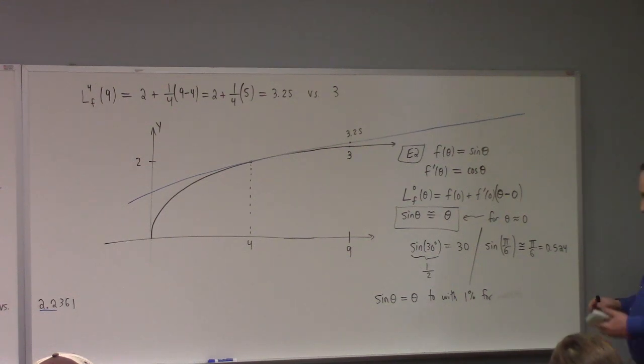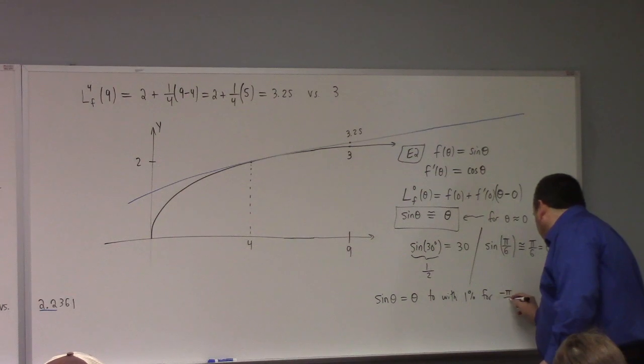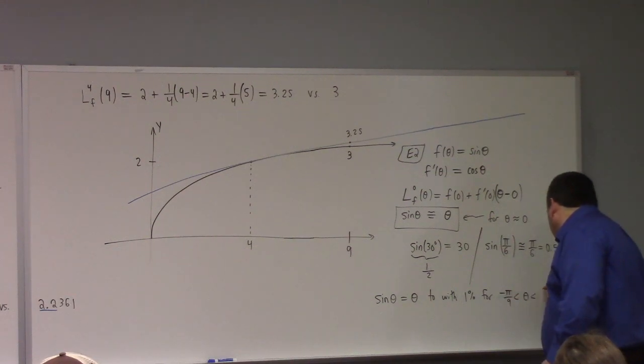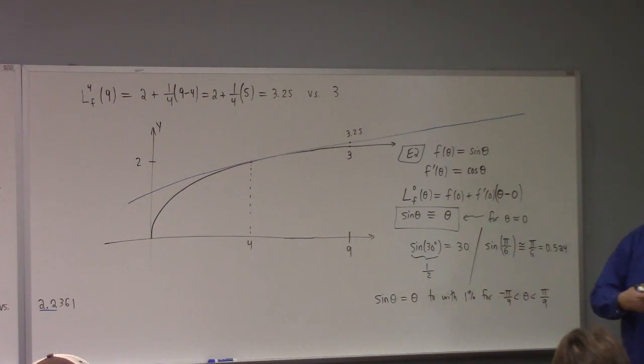So let's see here. I've got to convert 20 degrees to radians. How do I do that? 20 divided by 180 multiplied by pi. Okay, so roughly speaking, minus pi over 9 less than theta less than pi over 9. Basically in that domain, sine of theta is equal to theta to within about 1%. Once you get past that, you get larger and larger errors.